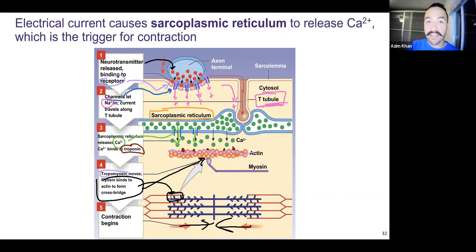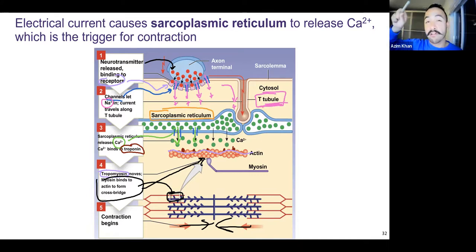I'll repeat this again, and if it helps, you should probably rewind. An electrical signal from a neuron reaches the end of the axon terminal. That causes neurotransmitter to be released. Neurotransmitter enters the interstitial fluid by exocytosis. Some of it can bind to these receptors. These receptors are activated. That opens up channels. Channels let sodium ion from the interstitial fluid enter the sarcoplasm.